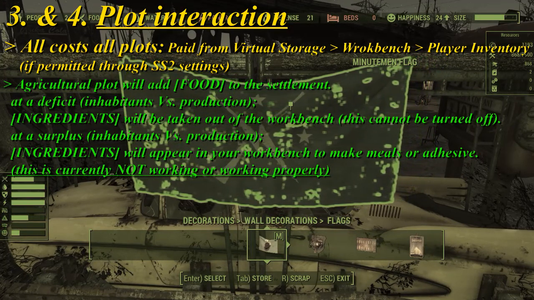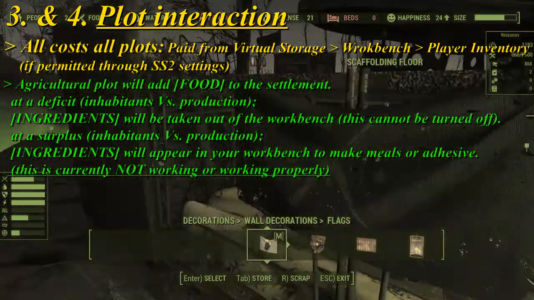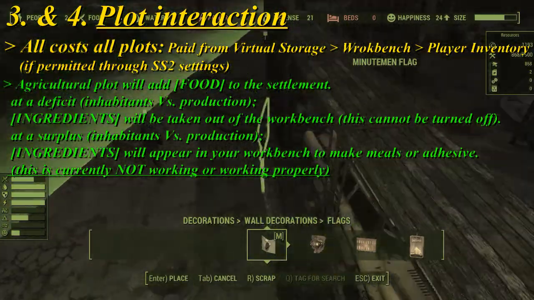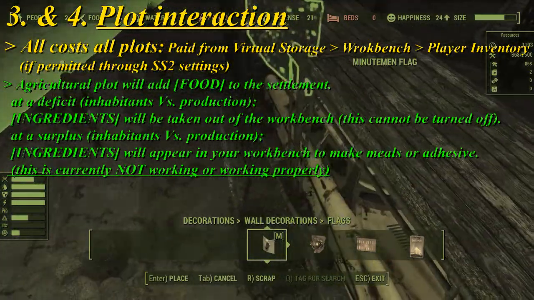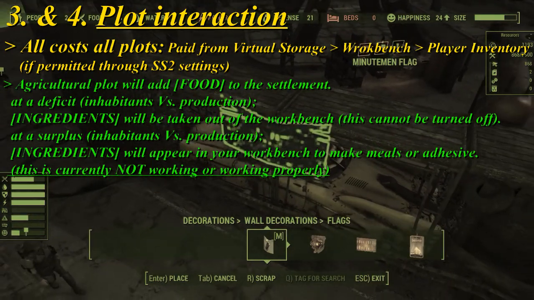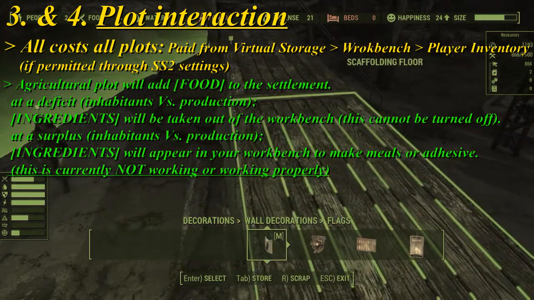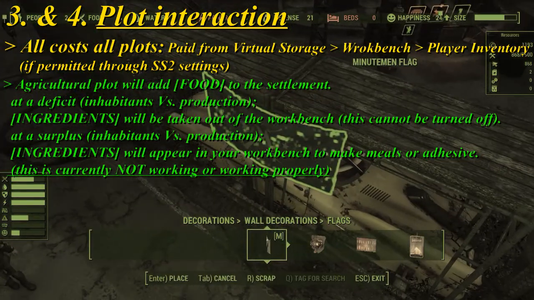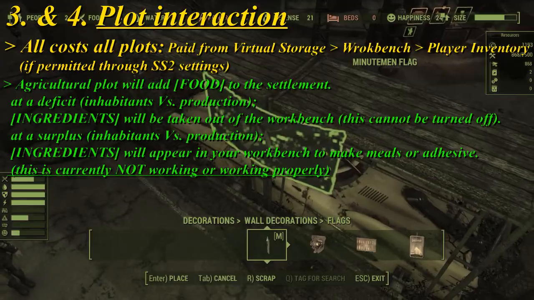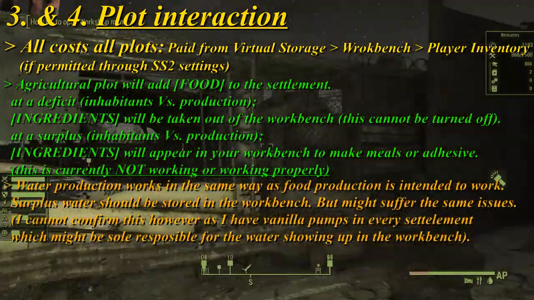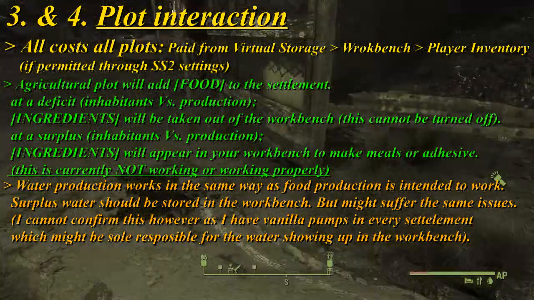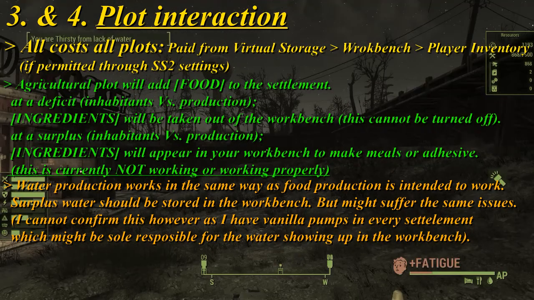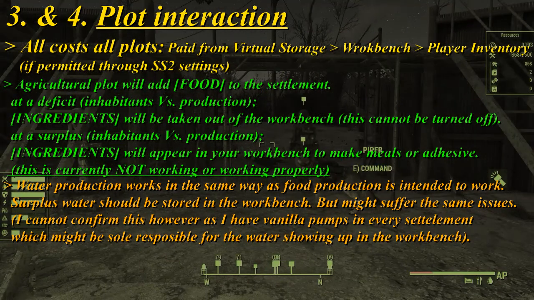However, this is considered a workshop framework issue, apparently, and it is on the to-do list for the Sim Settlements team. So agricultural plots do access the sort of virtual storage where they produce food for settlers and should in the future produce a certain amount of ingredients that show up in your workbench. So you can see that some plots do work with the workbench and some plots do not. And this is extremely important to know when you're building certain plots and what your goal is to build those plots. What is your achievement?